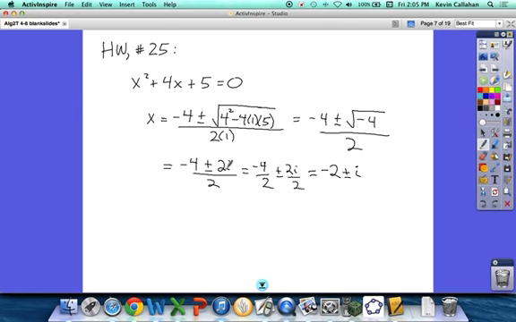And notice, once I did that, then the 2 in the denominator divided into the 4 and divided into the 2, so it could be simplified as -2 plus or minus i.